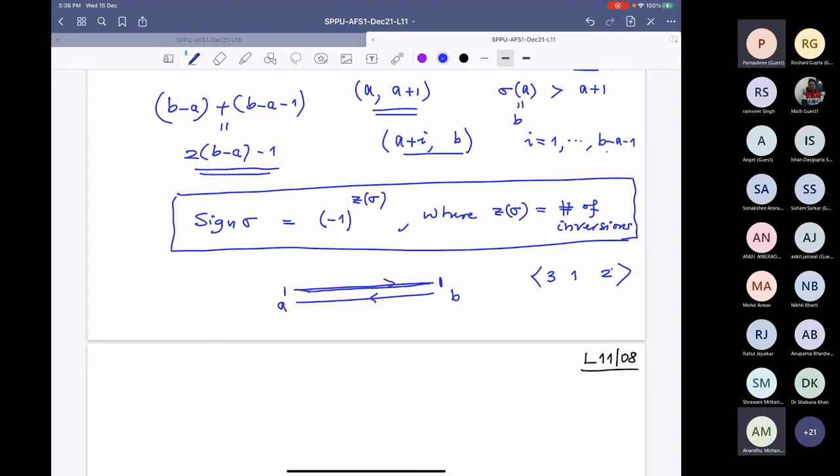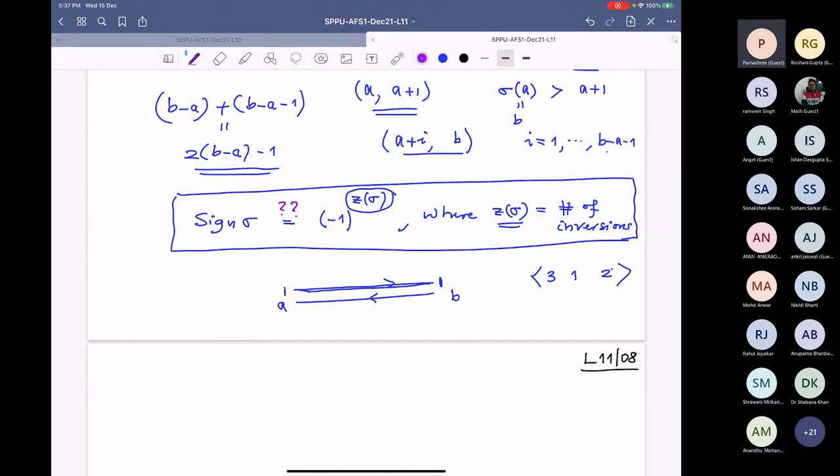But this is the number I need, how many inversions are there, and minus 1 to that power is the signature. That is the formula. Once you prove this equality, then you will get it. Proving this equality is not as easy as the way we have computed the sign.